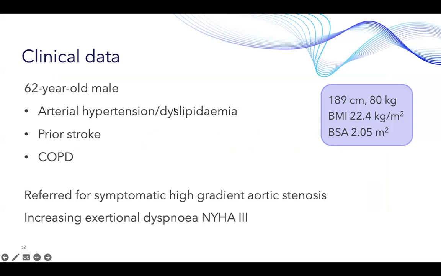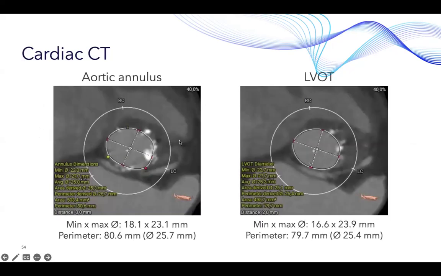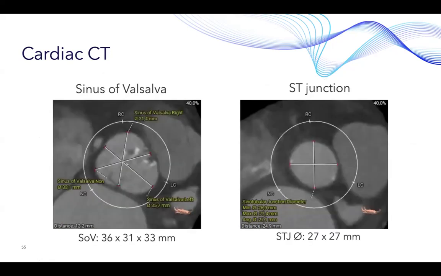So this is a 62-year-old male patient, prior stroke, COPD, a tall male patient, 190 centimeters, almost 80 kilos. Ejection fraction 45%. ECG looks normal. Coronary arteries are fine. Hemoglobin and renal function are good. This is the CT. So there is calcium at the annulus, clearly. It's not too large, but still it's 80.6 perimeter, so 25.5 millimeter perimeter derived both at the annulus and the LVOT. This is the sinus.